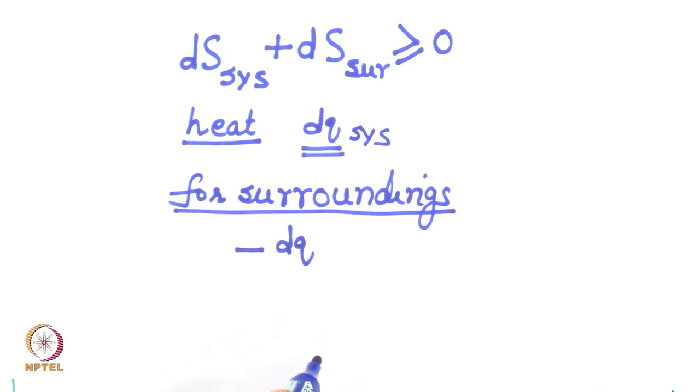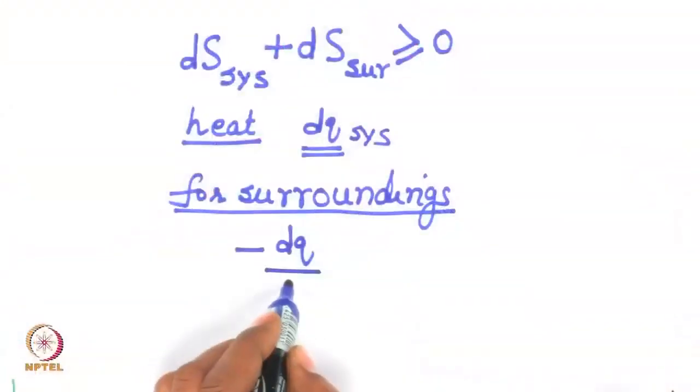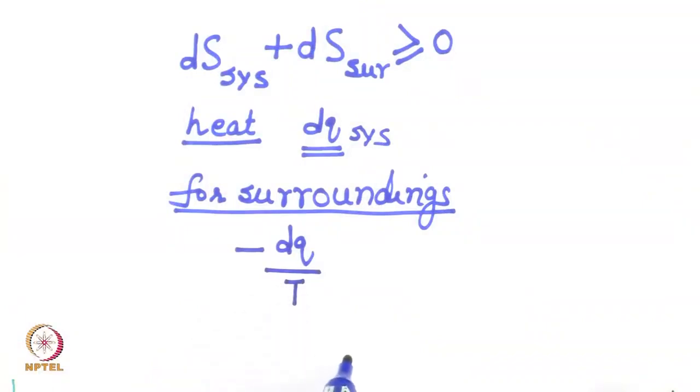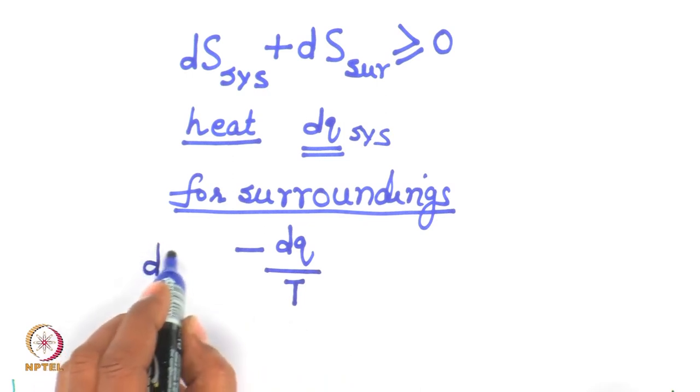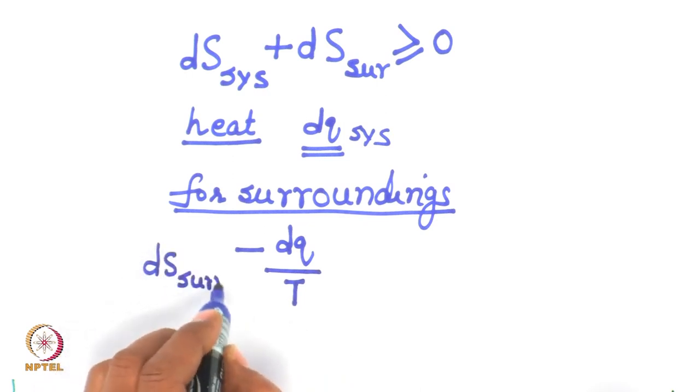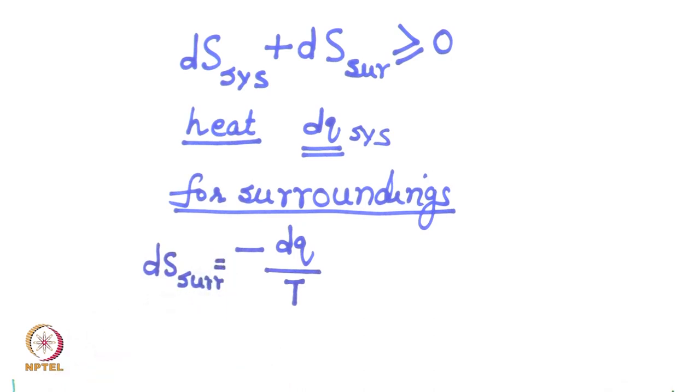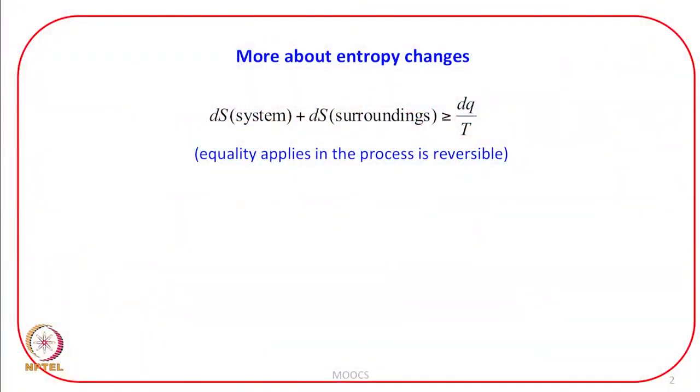And let us recall the discussion of the previous lecture. The heat change in the surroundings divided by the temperature is equal to the entropy change in the surroundings. That means, this is entropy change in the surroundings. Now, let us take a look at the slide. As I mentioned, in general, we can write dS system plus dS surroundings is greater than or equal to 0.